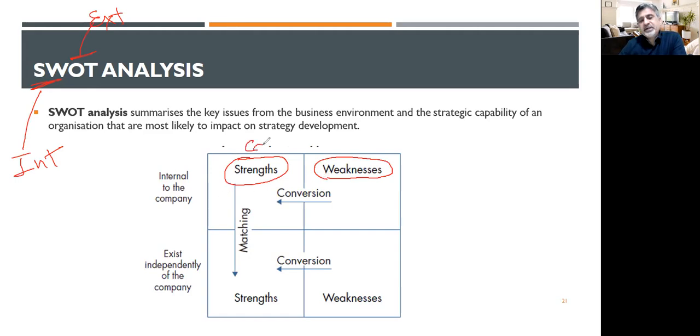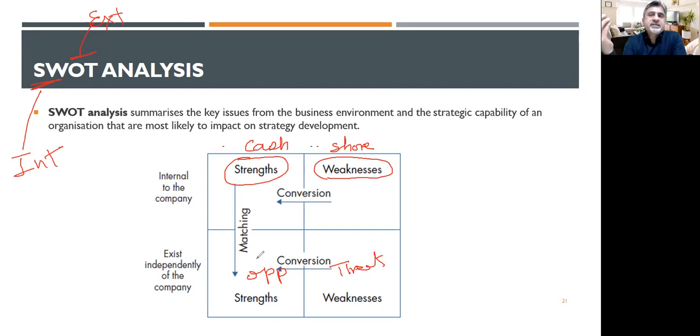We say that we need to cash in on our strengths. We need to shore up our weaknesses. You have weaknesses, you need to cover them. Opportunities and threats are external to the company and exist independently of the company. So you have four factors. Strengths and weaknesses are internal. Opportunities and threats are external.